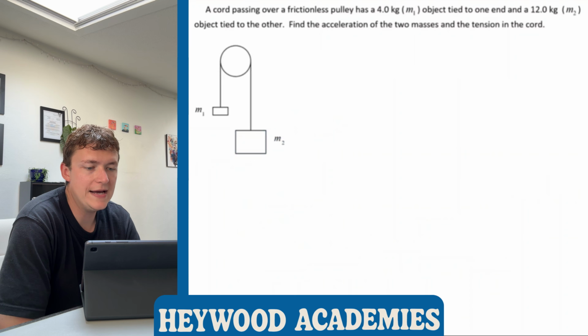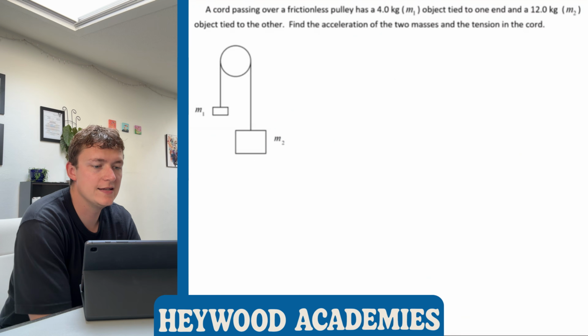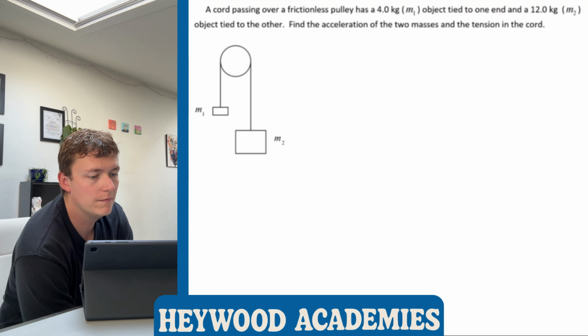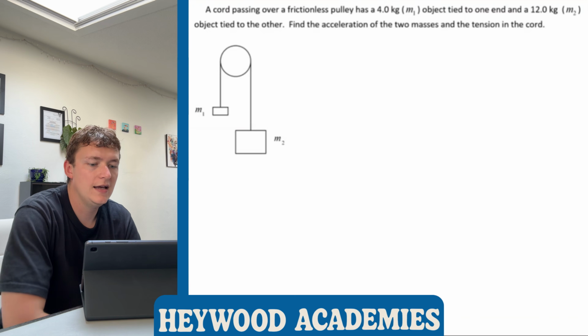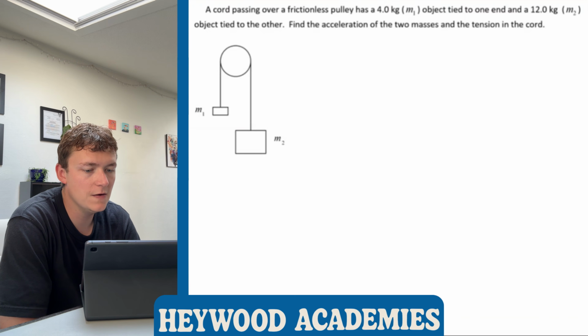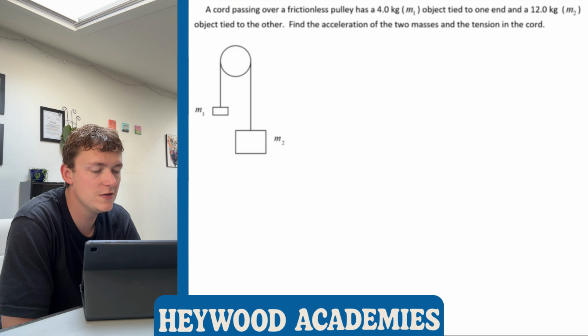All right, a cord passing over a frictionless pulley has 4 kilograms for the mass. And then we've got another mass on the other side, 12 kilograms. Find the acceleration of the two masses and the tension in the cord.